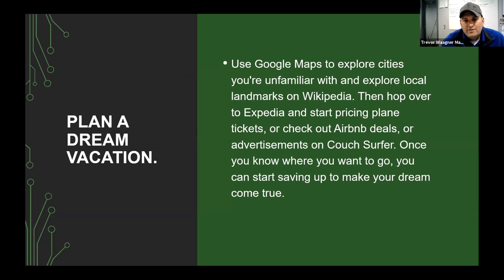So you could go to Expedia and start pricing plane tickets. I've watched a lot of YouTube shorts lately showing videos on how to get the cheapest flights if you have flexibility, or how to get the cheapest rental car. So there's tips and tricks for all that stuff. Airbnb, VRBO, there's an app called Couchsurfer. So once you know where you want to go, you can start looking at different ways to go on your dream vacation. Something fun to do on the computer.